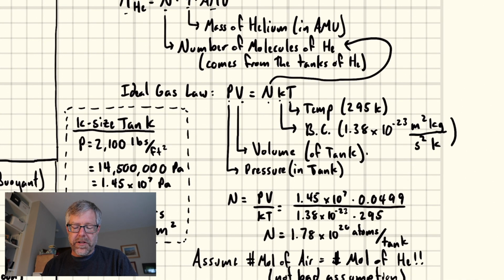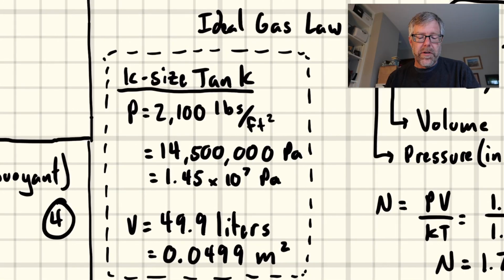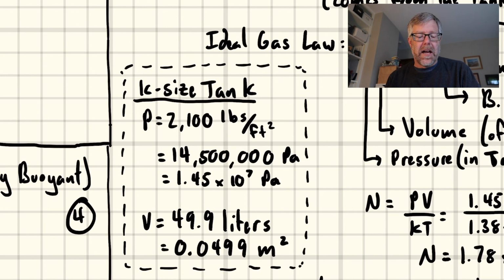And then the question is, what is P, what is V? You have to look online and see what a tank of helium actually looks like. We usually buy K-size tanks. And if you look on Wikipedia for a K-size tank, you'll see that the pressure is about 2,100 pounds per square foot. That's actually what we have experienced when we're out in the field and we put in a regulator and start moving the helium out of the tank. We get 2,100 pounds per square foot, which is equal to 1.45 times 10 to the 7th pascals.